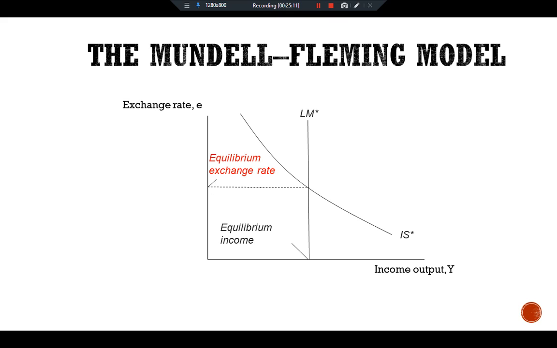So this is all about the Mundell-Fleming model, and we will continue with further discussion and extend the Mundell-Fleming model in our coming videos.